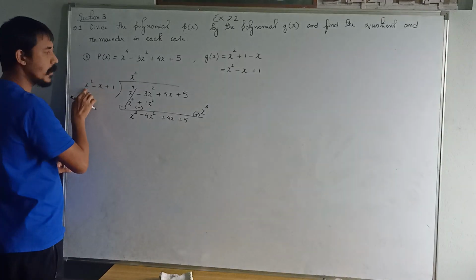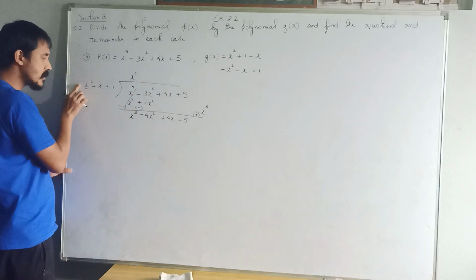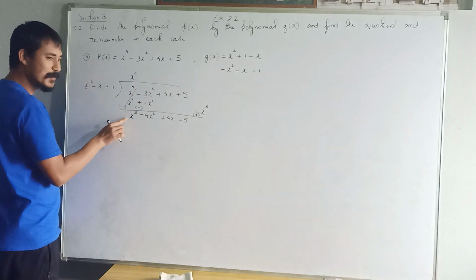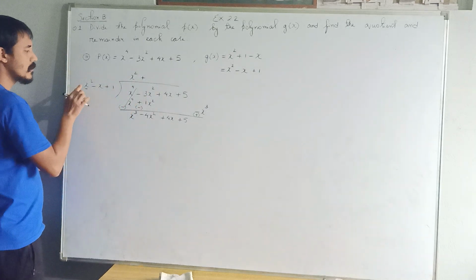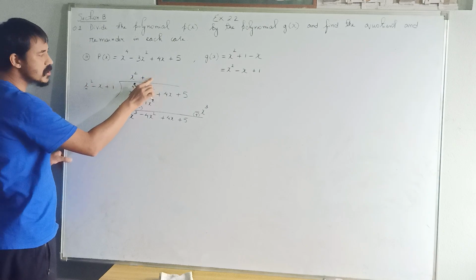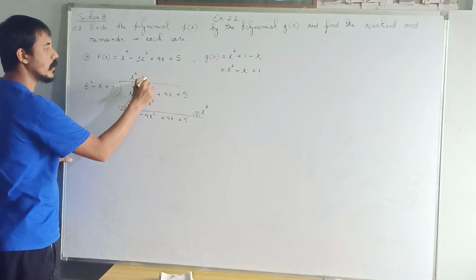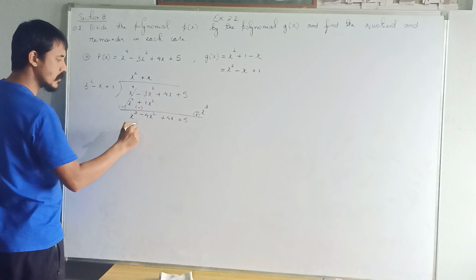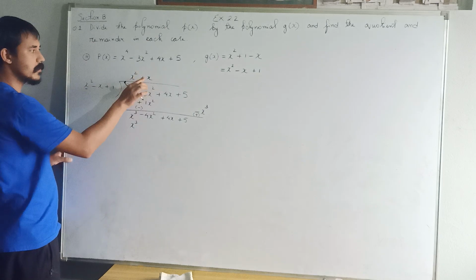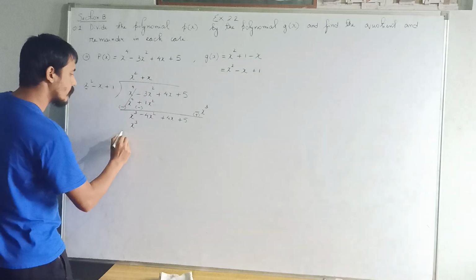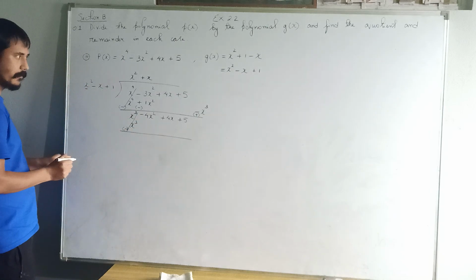X square multiplied with which term gives you x cube? As this term is positive, this term is also positive, so I have to write here positive. So x square multiplied with x gives you x cube. So we get here positive x cube, right? This term is also positive, this term is also positive, so we get a positive term here. Now you make it negative and you cancel out.